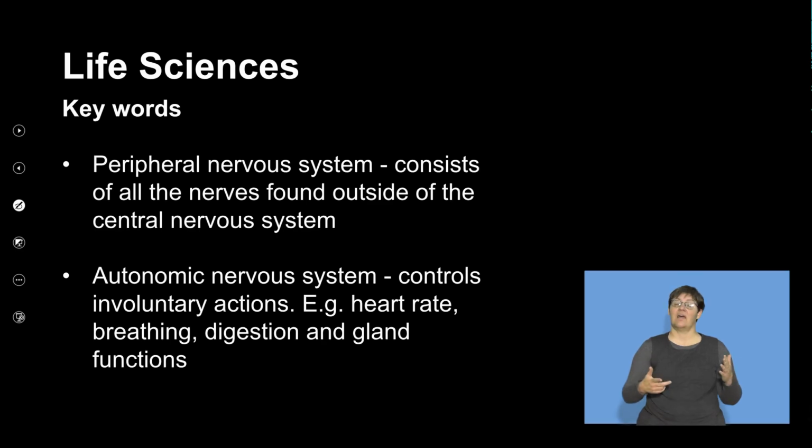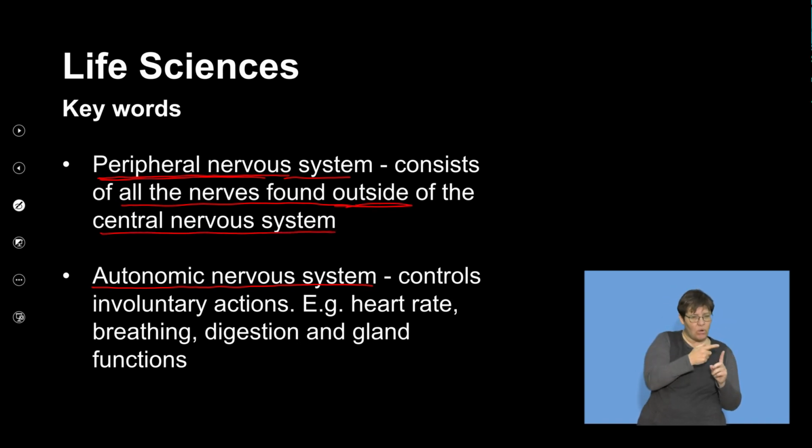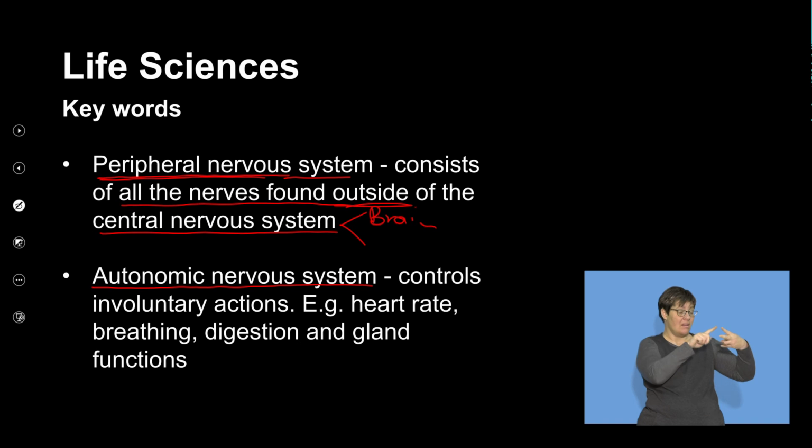The keywords for this part that we're going to deal with, we're looking at the peripheral nervous system and we're looking at the autonomic nervous system. So the peripheral nervous system here, we're talking about all the nerves around or outside the central nervous system. Remember, it's the brain and the spinal cord. All the nerves that are from the brain and the spinal cord are referred to as the peripheral nerves.